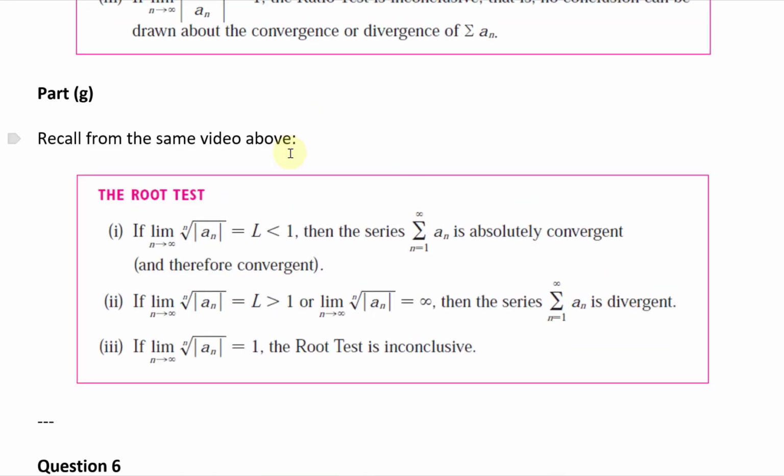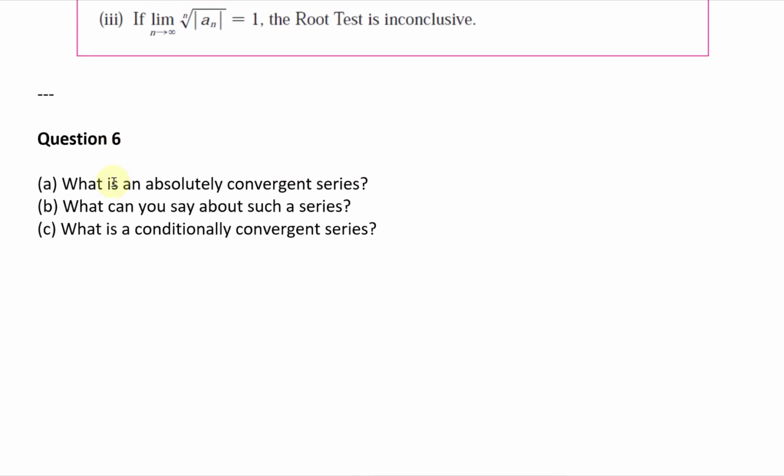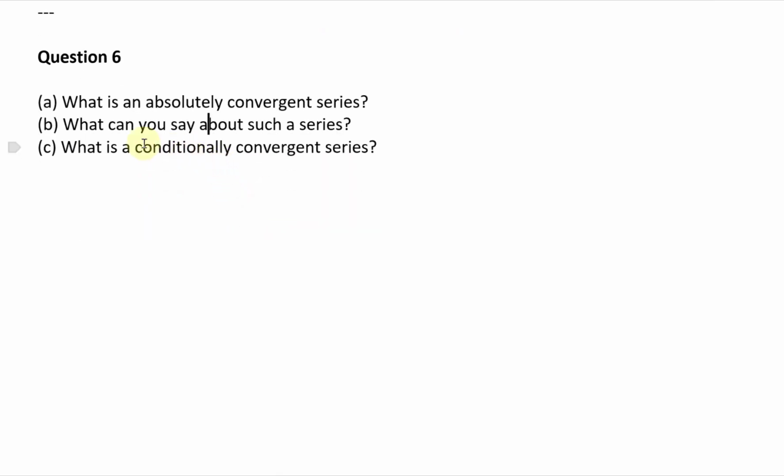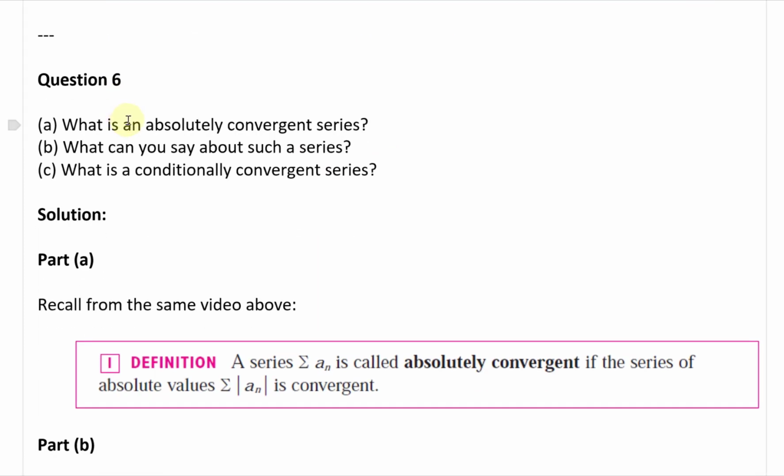Alright, so that was a good review of those tests. So now let's take a look at question 6. This states, what is an absolutely convergent series? And then part B, what can you say about such a series? And then C, what is a conditionally convergent series? Alright, so let's take a look at the solution. Again, rapid firing these right here.